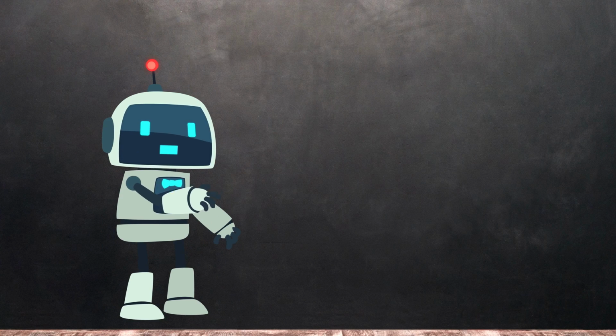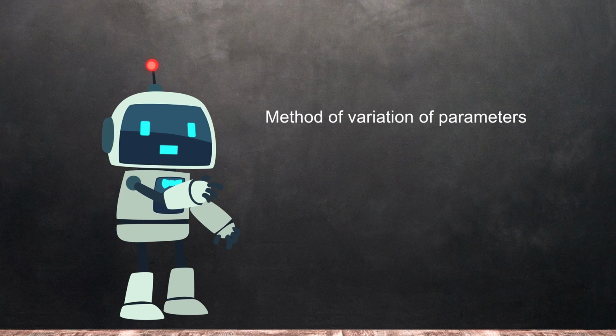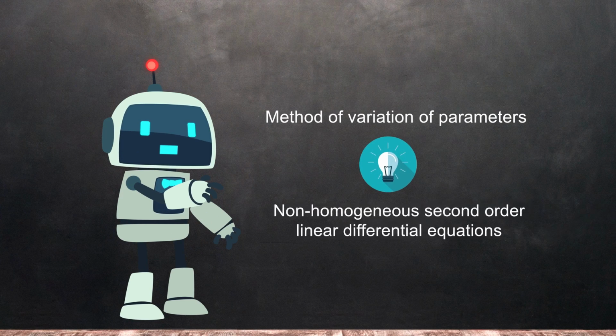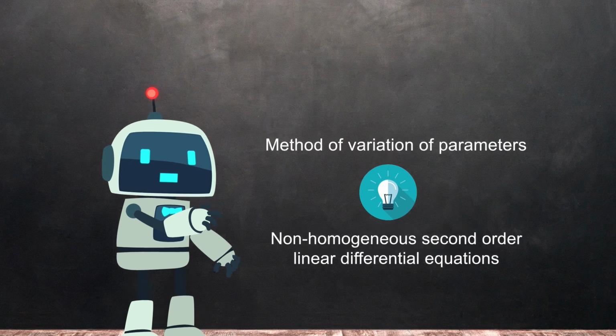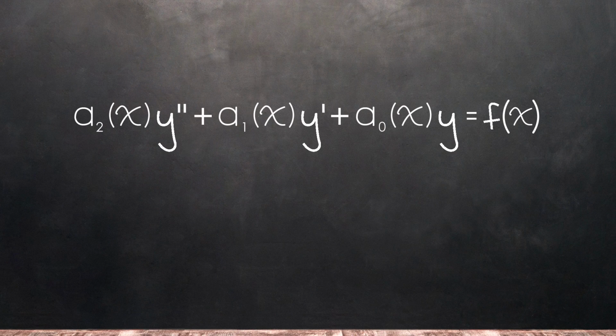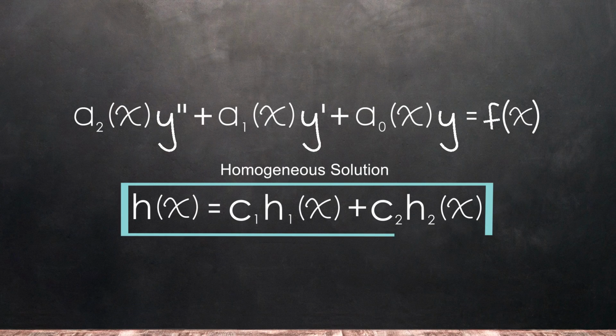In this video, we are going to learn how to use the method of variation of parameters to solve non-homogeneous second-order linear differential equations. First, let's go over the idea of how the method of variation of parameters works. Consider a linear second-order non-homogeneous differential equation and its homogeneous solution h of x.